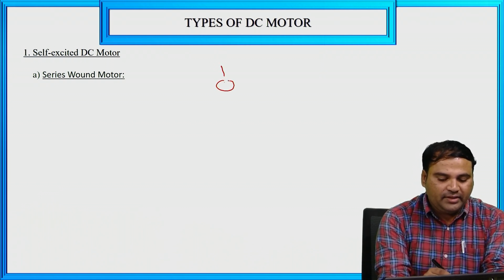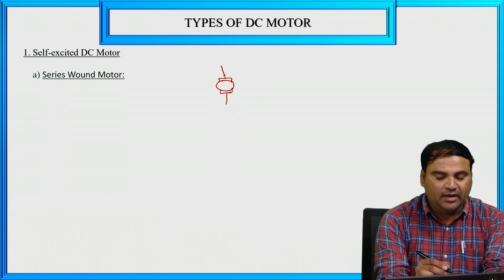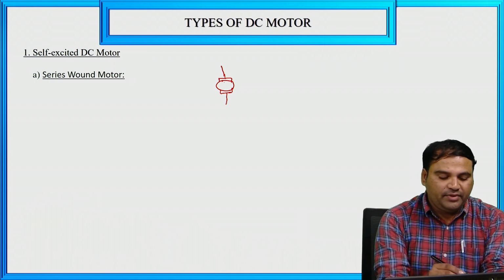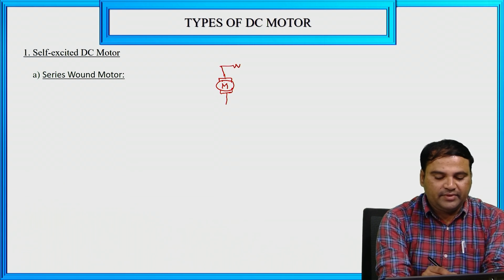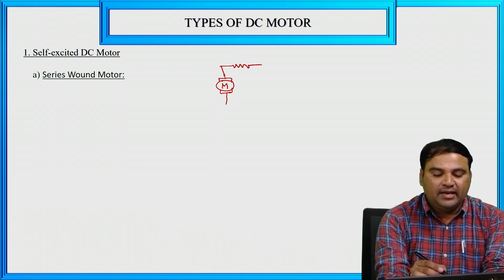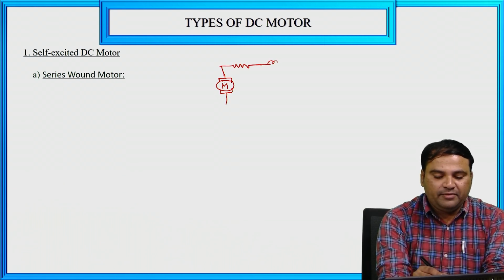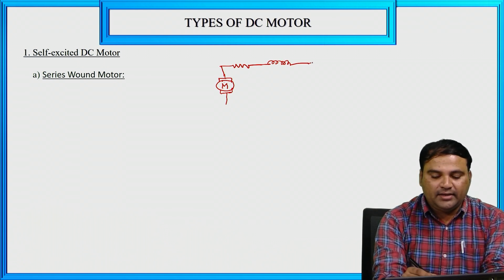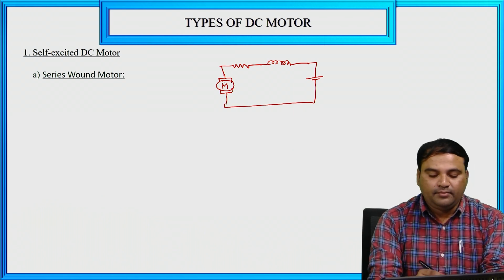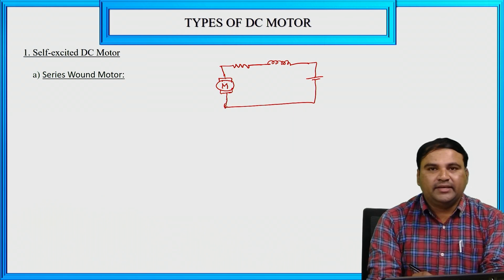So we are having the DC motor, and this is the symbol of the motor or the generator. We are talking about the motor, so I am taking the motor here. The motor is in series with the armature resistance and in series with the field winding, and they are connected to the DC supply.